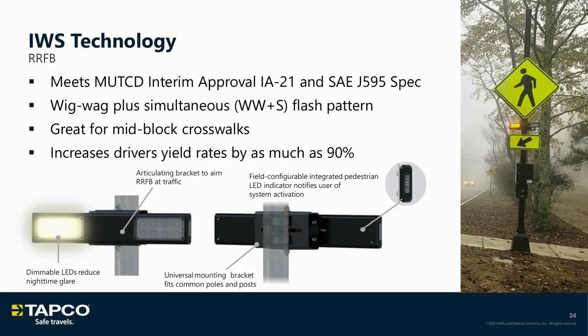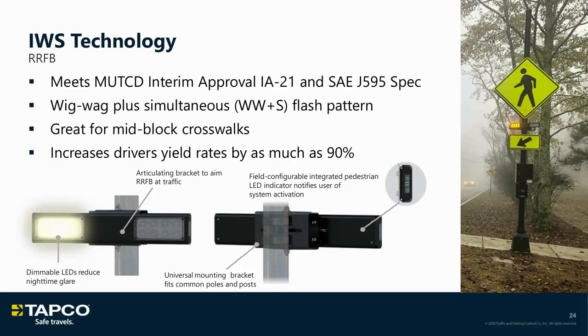Right now, it's a wig-wag plus simultaneous, the WW plus S. And you've seen this before too, but there were some different flash patterns involved with it, and they've kind of removed that from the equation. So everything that's being put out is that WW plus S. This is a great treatment for crosswalks. If you have power at a location, that's certainly something that we can utilize.